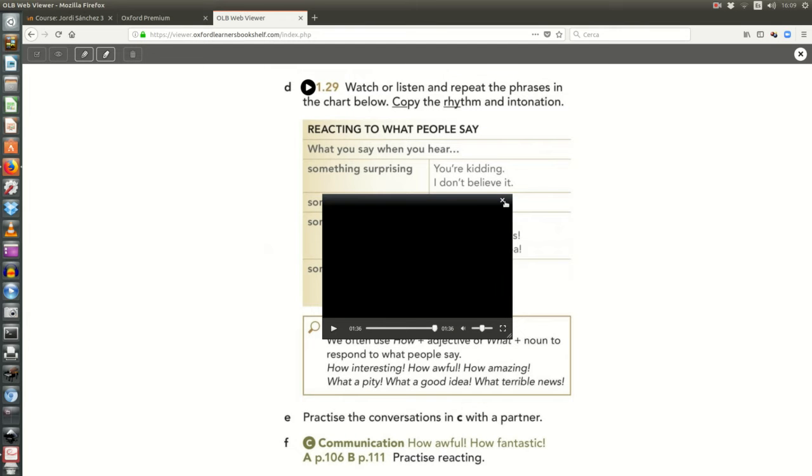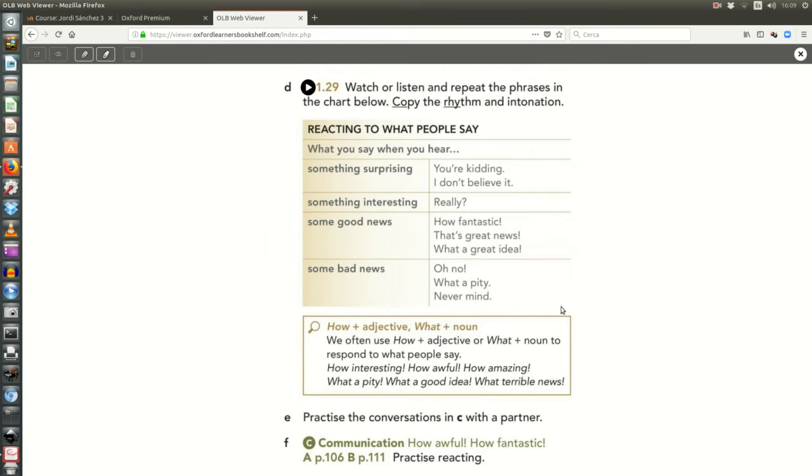Okay, so these are the expressions. Also, very important, look at this box. Have a look at this. This is another way to react to what people say. And it's using how plus an adjective or what plus a noun. For example, how interesting, how awful, how amazing.